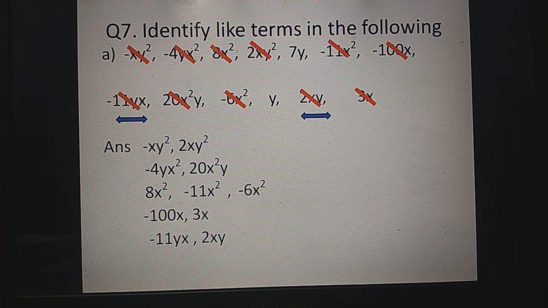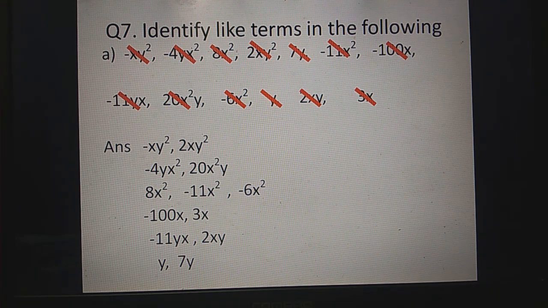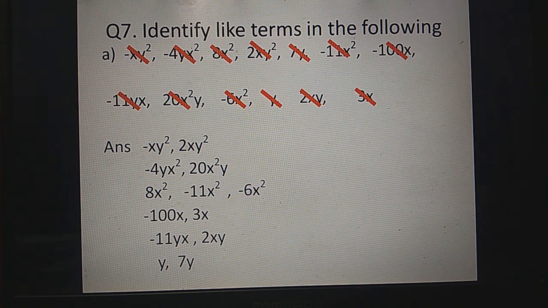Now both the terms left are like because both are having y in it. So what you will do? You will use them now. Cut them from the main list and write it in the answer. So you can see here whatever terms were given to you, you use them all and form the like terms.